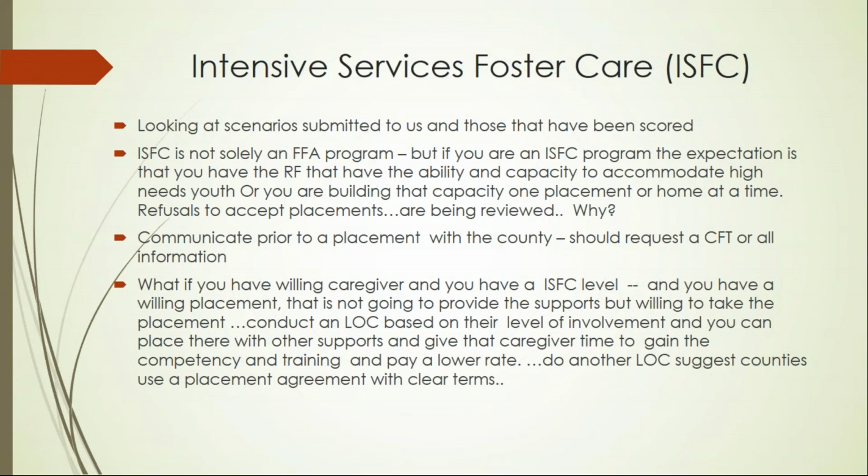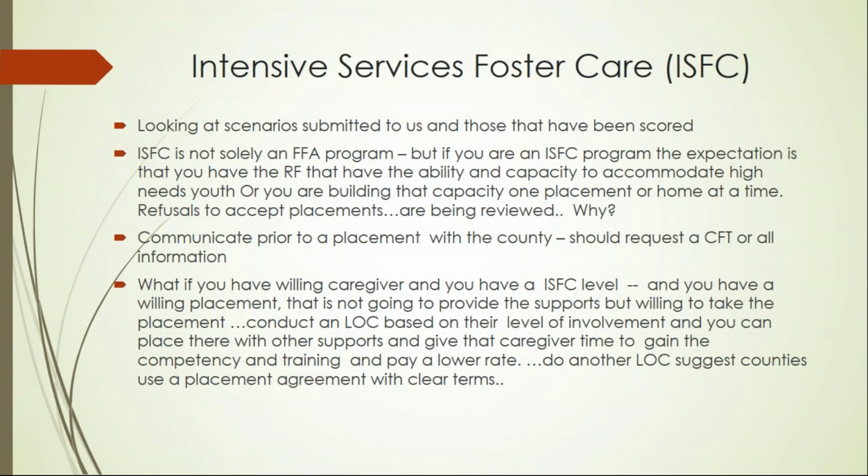As I said, we're looking at all the scenarios that have been submitted to us, and we also are looking at what has been scored. And for those of you that are entering information into the CMS CWS system, we appreciate that, because we could at least administratively look into the system and start pulling those cases that have utilized the LOC tool, and be able to make some qualitative determination about what's going on with the correlation with LOC and the characteristics of kids.